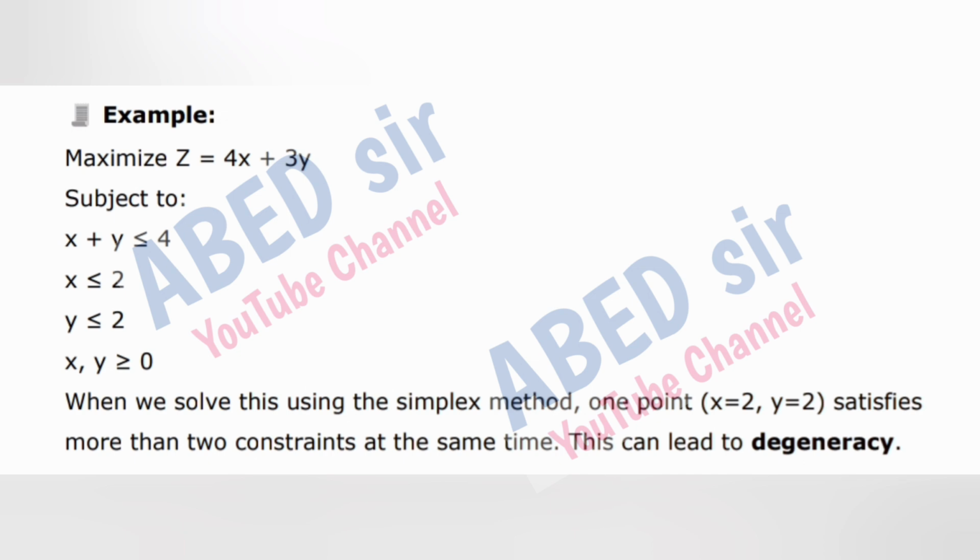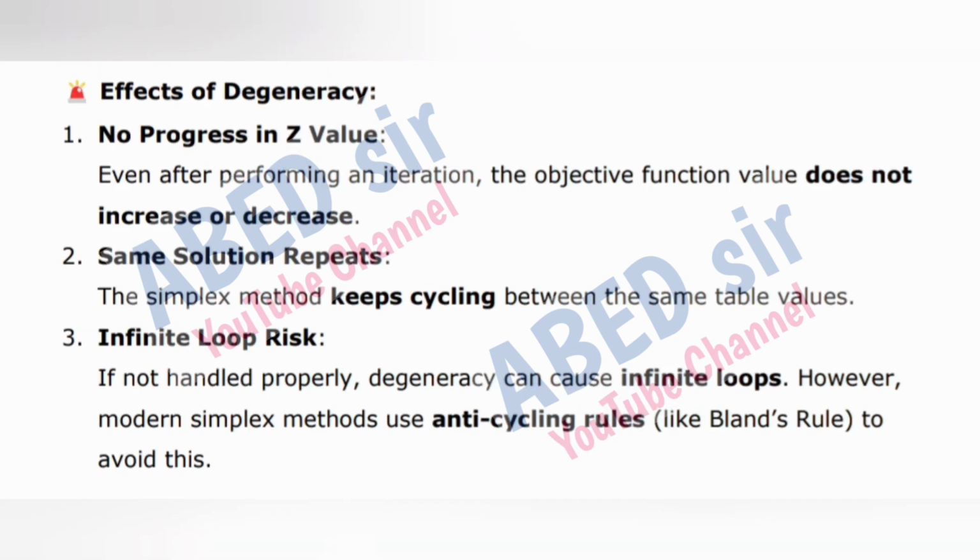When we solve this using the Simplex method, one point, x is equal to 2, y is equal to 2, satisfies more than two constraints at the same time. This can lead to degeneracy. Effects of degeneracy. 1. No progress in Z value. Even after performing an iteration, the objective function value does not increase or decrease. 2. Same solution repeats. The Simplex method keeps cycling between the same table values. 3. Infinite loop risk. If not handled properly, degeneracy can cause infinite loops.